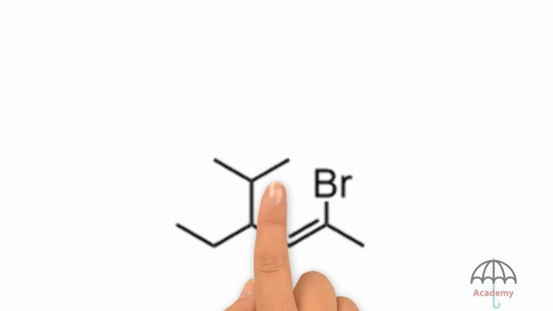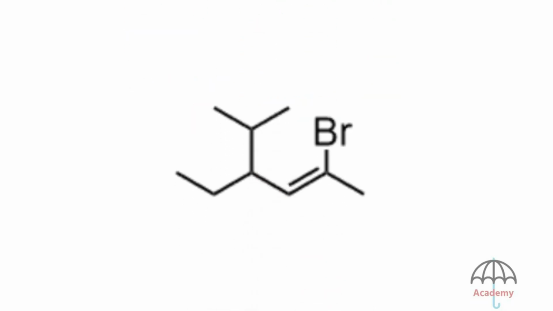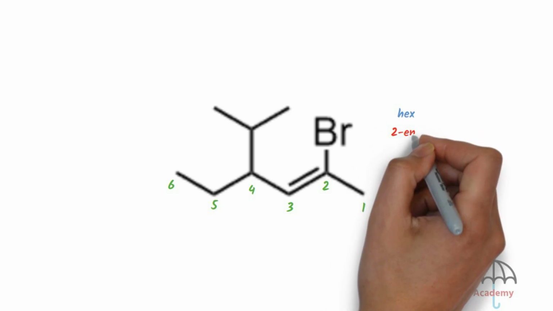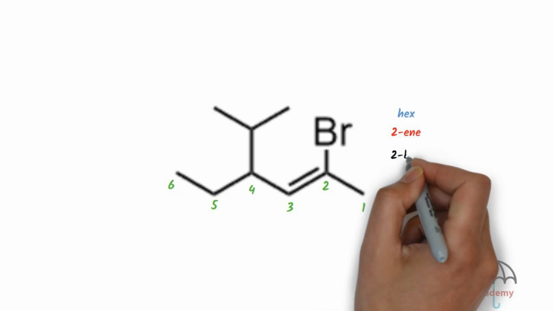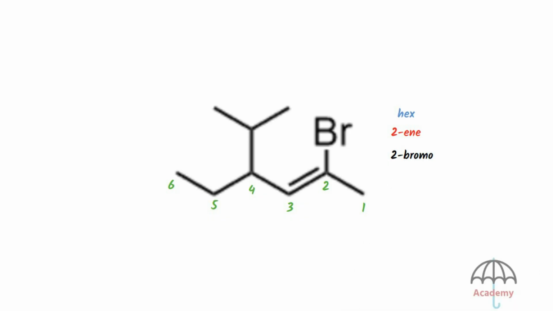Consider this molecule. If we start numbering from the right side, we get a parent chain of 6 carbons, so the root word will be hex. The double bond gets number 2. At C2, we have a bromo substituent. At C4 we have an isopropyl substituent. From carbon 4 if we move upwards we have carbon 5 and carbon 6.